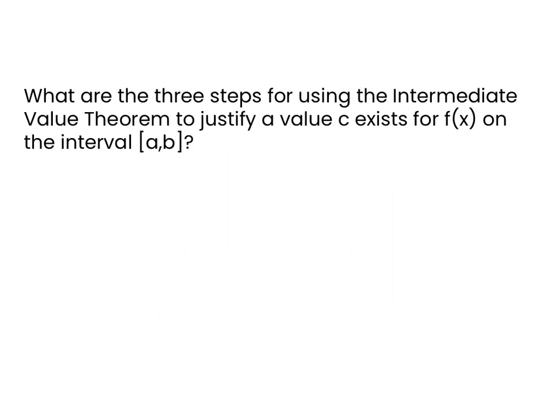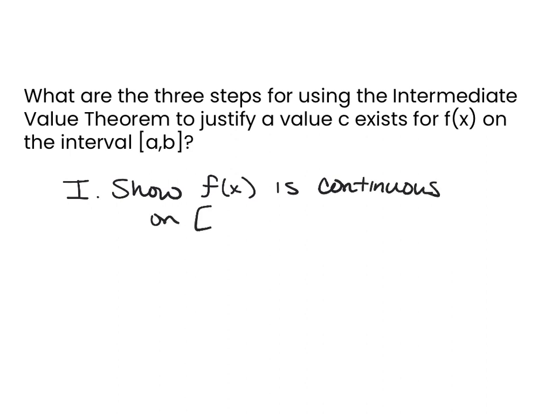Next problem says, what are the 3 steps for using the intermediate value theorem to justify that a value c exists for f of x on the interval between a and b? Intermediate value theorem is the really simple theorem that has a complicated way to talk about it. The first step in intermediate value theorem is to show that f of x is continuous on the interval from a to b. For most kinds of functions, you just say, it's quadratic. We're good to go.